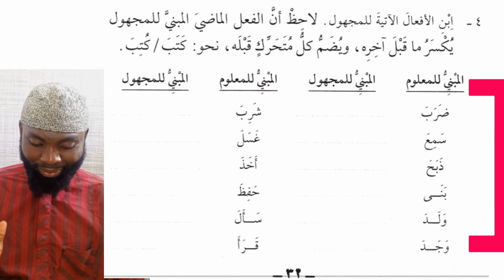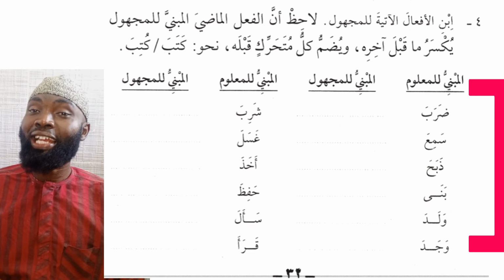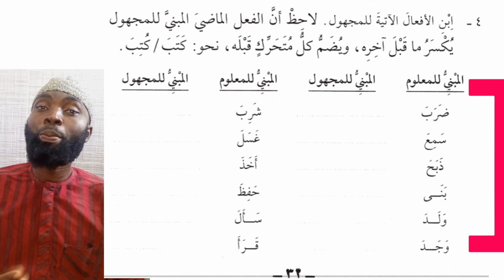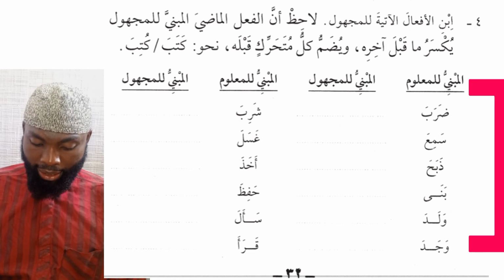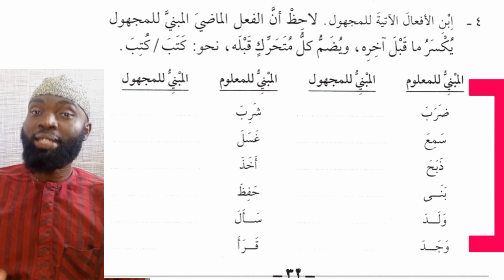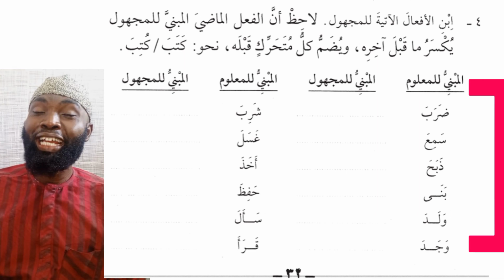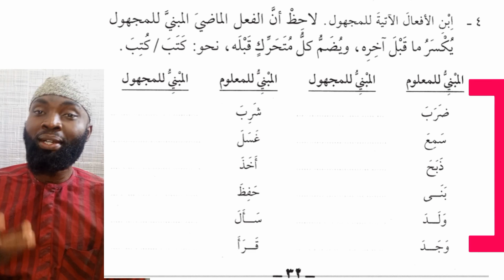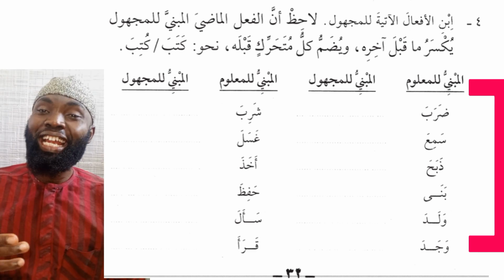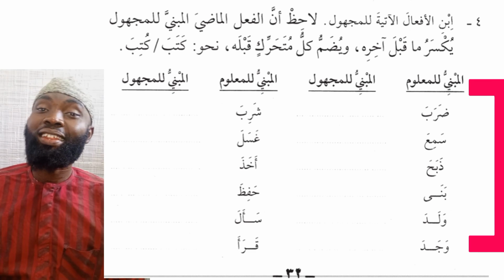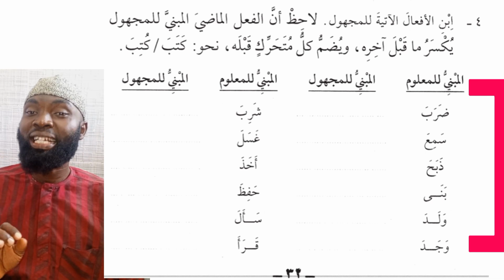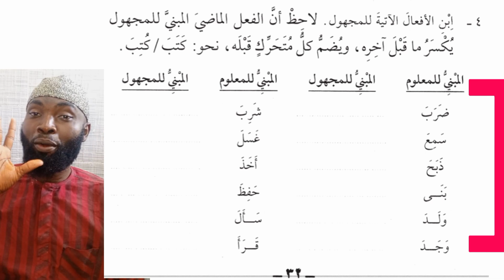As simple as that. We have sami'a. It becomes sumi'a. Sami'a, he heard. Sumi'a, he was heard. Dhabaha, he slaughtered. Dhubiha, it was slaughtered or he was slaughtered. Bana, he built. Buniya, it is built or he is built. That's why the Prophet said, Buniya al-Islamu ala khams. Islam is established upon five.